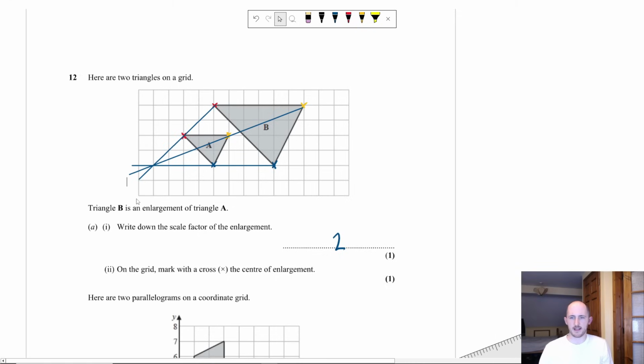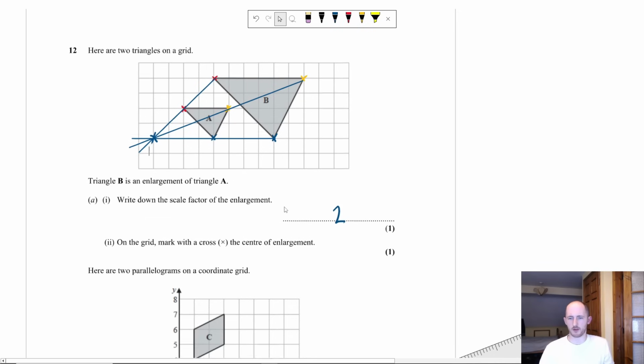But this point here is the center of enlargement. Easy peasy. Just where they all cross.